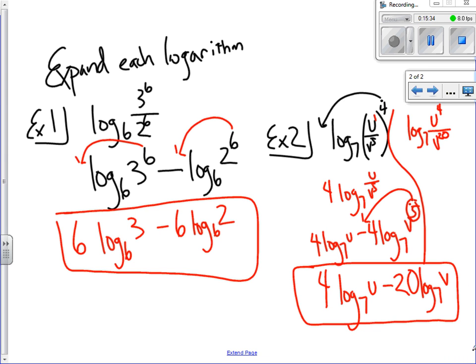And now what I can do is rewrite this single logarithm as a difference. So I would have log base 7 of u to the 4th.